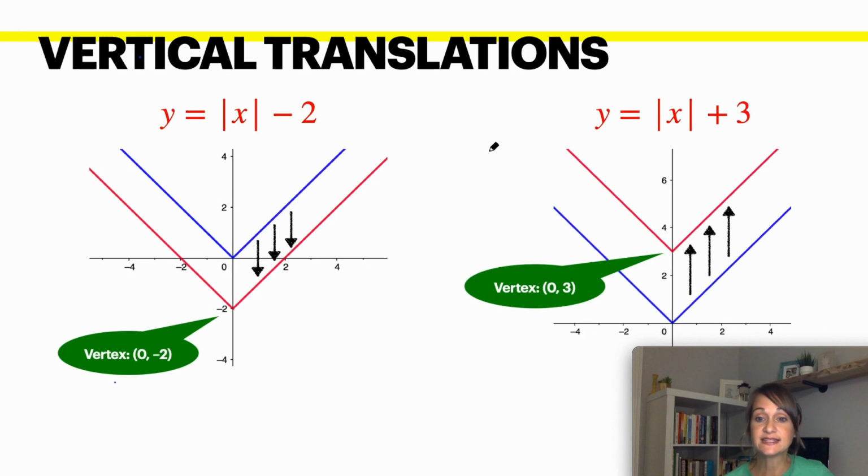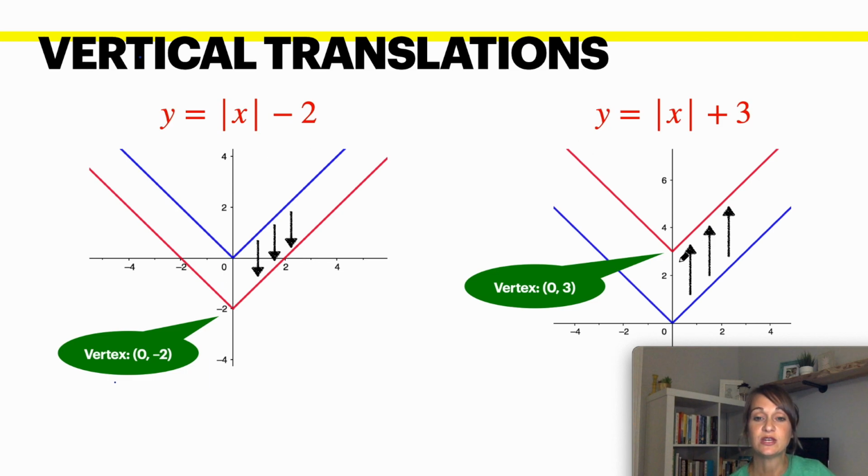You can translate absolute value functions up and down. So if you were to take the parent function, which is the absolute value of x, and you were to move the entire graph down 2, then the function would look like the absolute value of x, but then you're subtracting 2 from that. The vertex also changes. If you notice, instead of the vertex being 0, 0, the vertex becomes 0, -2.